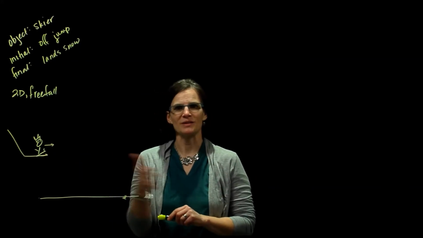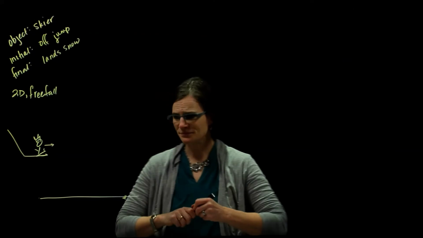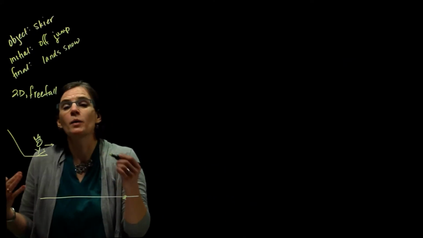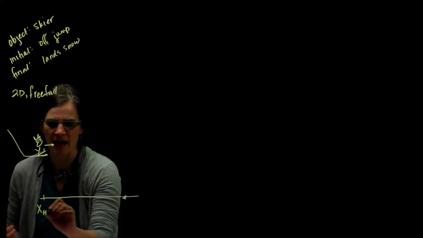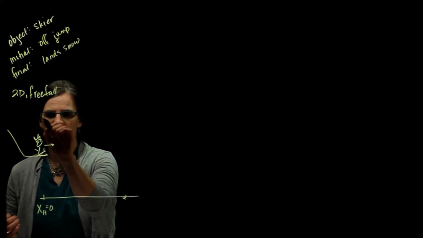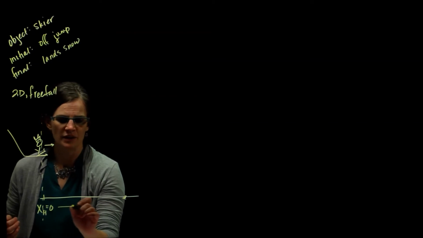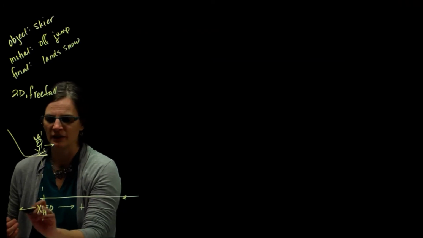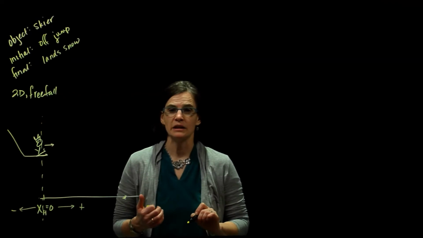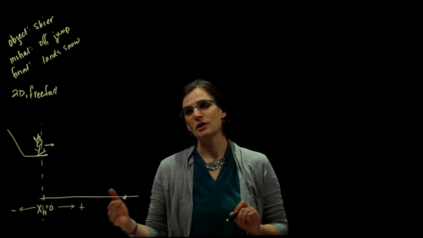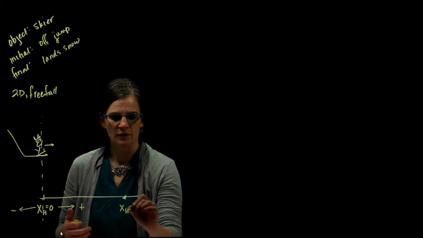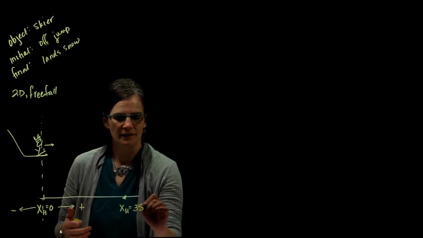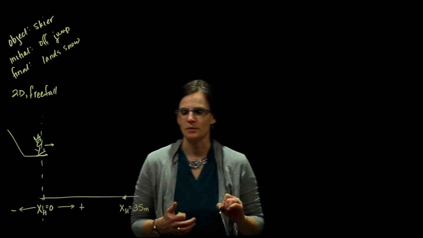Split the world into horizontals and verticals. So where will be our horizontal origin? Well, let's set our horizontal origin right at the location of the jump. So if this is our origin, anything to the right is positive, anything to the left is negative. Now we're told that he lands 35 meters in front of the jump. So if he lands over here, that horizontal position is going to be a positive 35 meters.